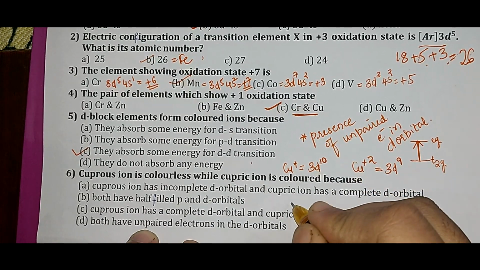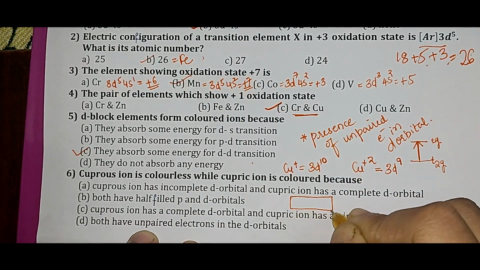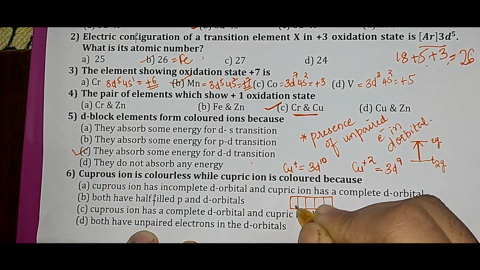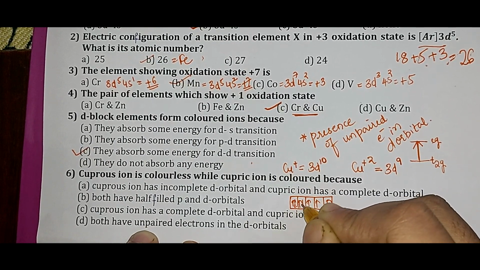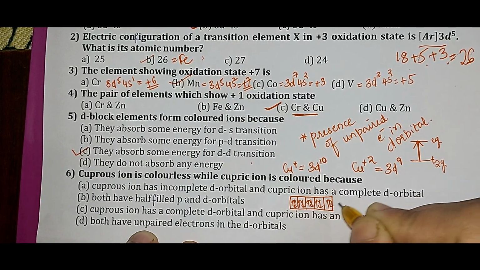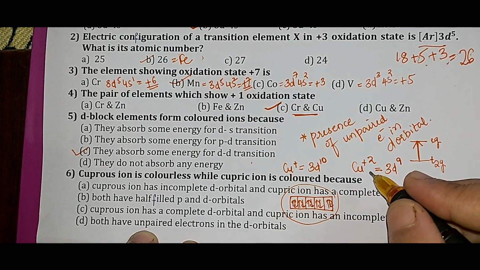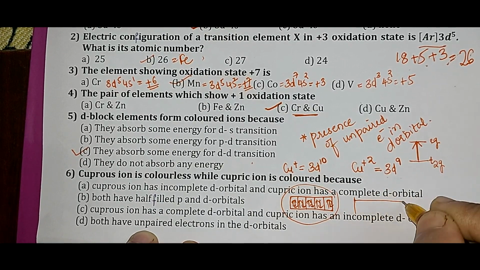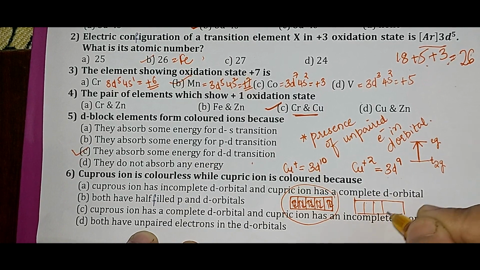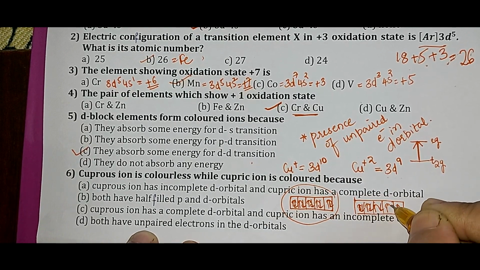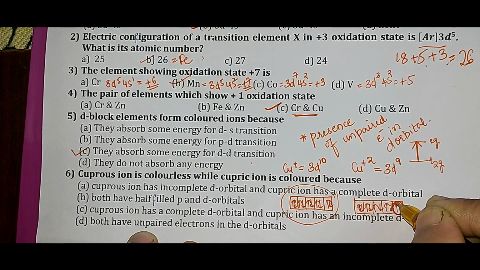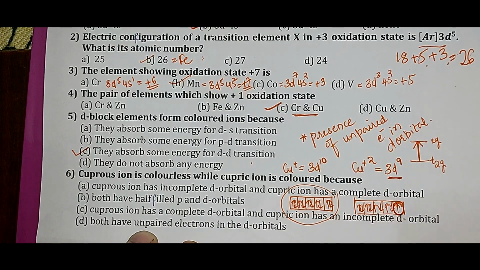If I represent a d orbital here for cuprous ion, in the d orbital it has 10 electrons. That means 1, 2, 3, 4, 5, 6, 7, 8, 9, 10. That means it is completely filled. But if you consider 3d9, that is for cupric ion, here you are having 1, 2, 3, 4, 5, 6, 7, 8 and 9. So only one unpaired electron is present in the d orbital, and due to that unpaired electron it exhibits color.